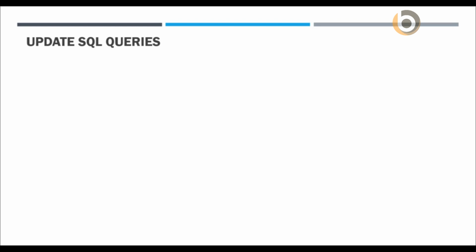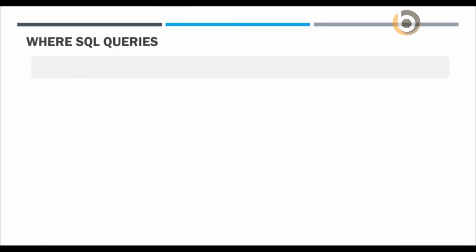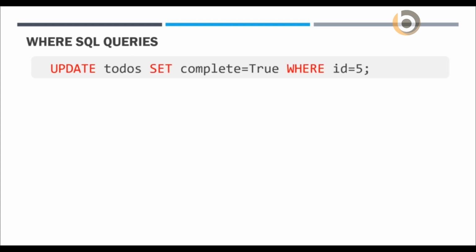Let's now move into the update clause. The update clause is used when we want to update a record in the database. Now to update a record, we will have to use a few different attributes. We will have to say update to-dos, set complete equal to true, where ID is equal to 5.